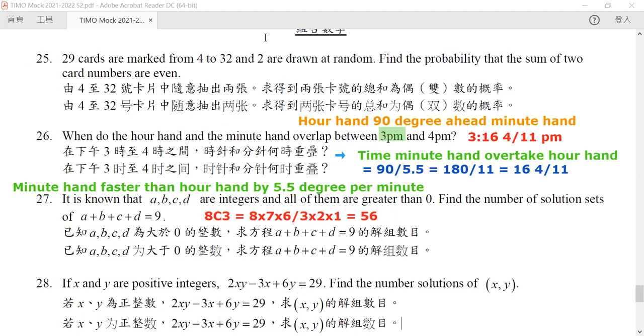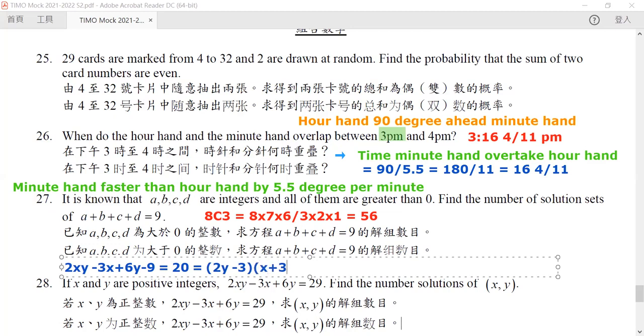Now for our question 28, we can rewrite this equation as 2xy minus 3x plus 6y. And then let us add one more number, which is minus 9, and hence it will be equal to 20. But then the equation on our left-hand side can be rewritten as 2y minus 3 times x plus 3.